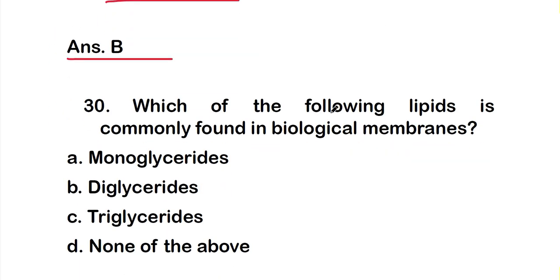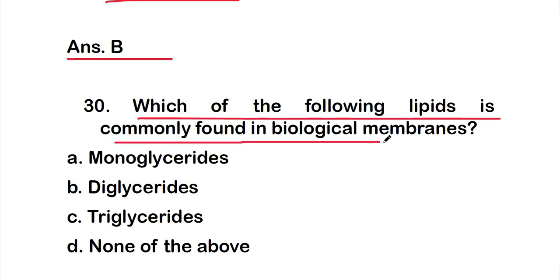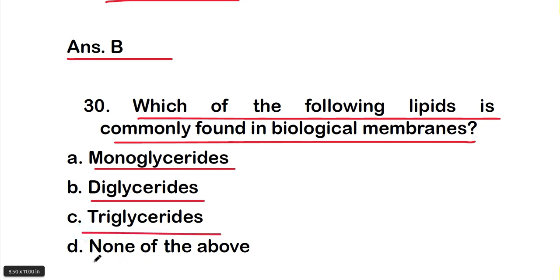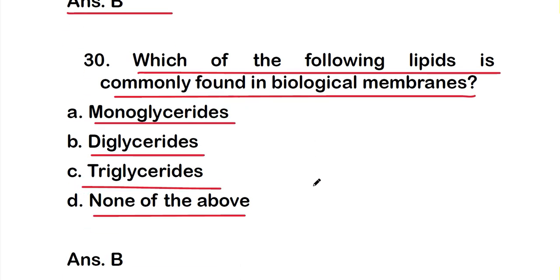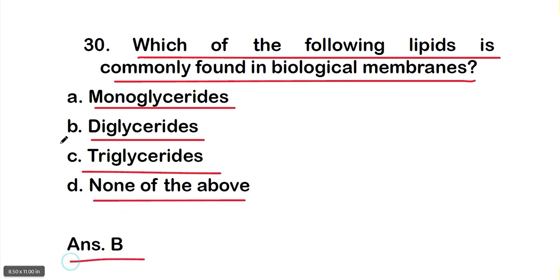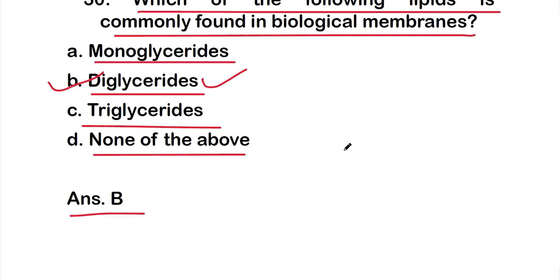Next question, question number 30. Which of the following lipids is commonly found in biological membranes? The options are option A monoglycerides, option B diglycerides, option C triglycerides, or option D none of the above. The right one is option B, that is diglycerides. So the lipid commonly found in biological membranes is diglyceride.